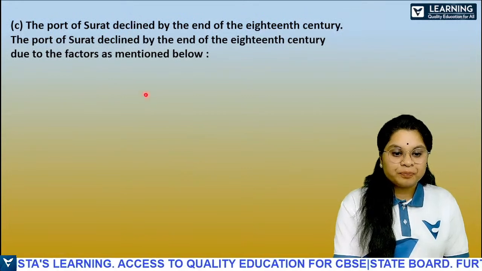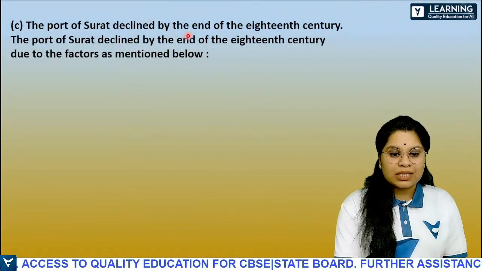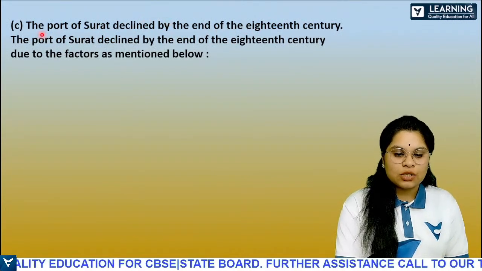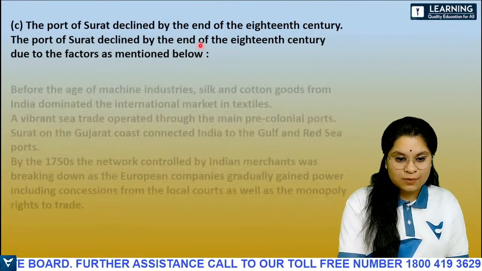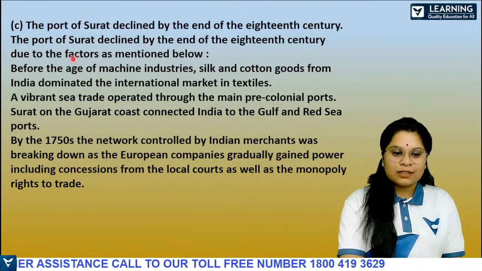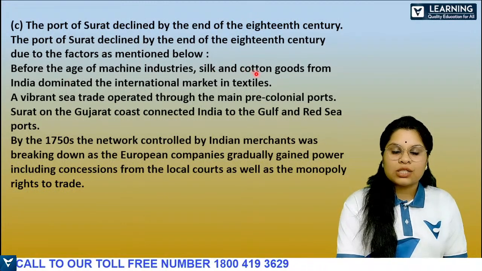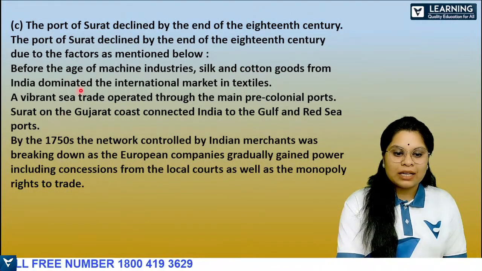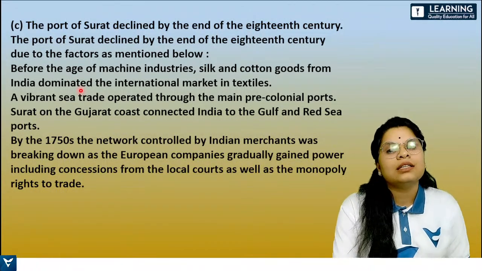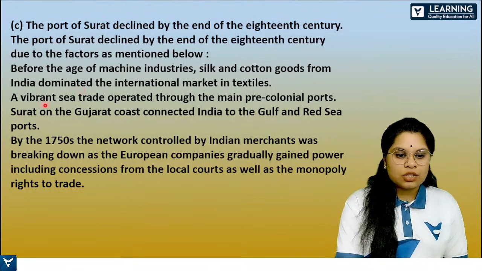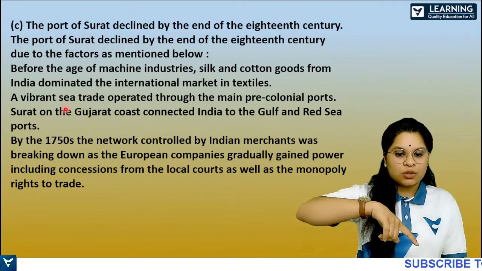See, the port of Surat declined by the end of the 18th century. So the port of Surat declined by the end of the century due to the factors mentioned below. So what were the factors? Before the age of machine industry, silk and cotton goods from India dominated the international market in textiles. Understood? So the vibrant sea routes, I've explained all this to you, you remember, no?